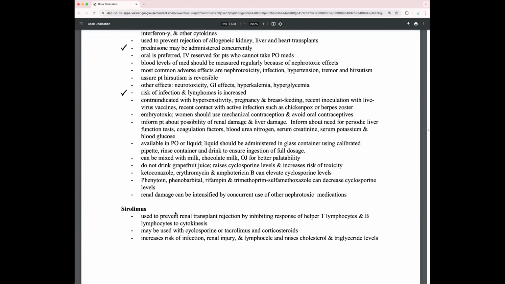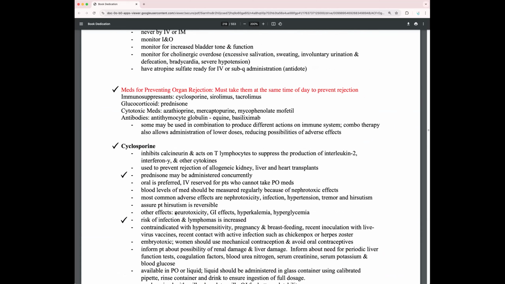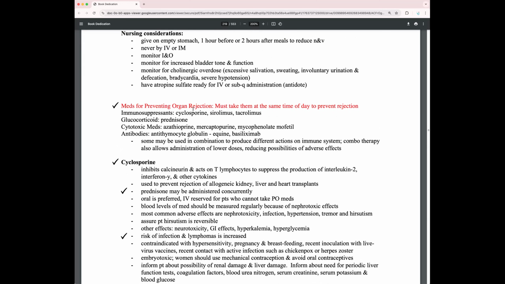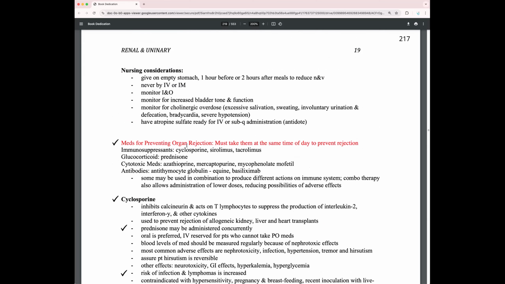And then here are the medications used to prevent organ rejection. They're called immunosuppressants. So the three to know are, and so what page is this? Let's look at the page number. So make sure you read on page 217, cyclosporine, sirolimus, and tacrolimus. Others include azathioprine and mycophenolate.